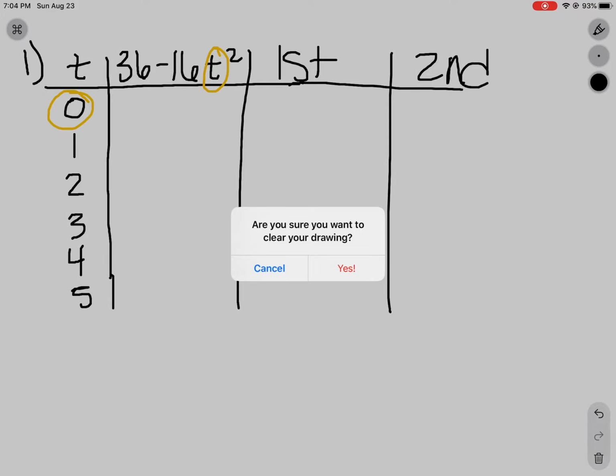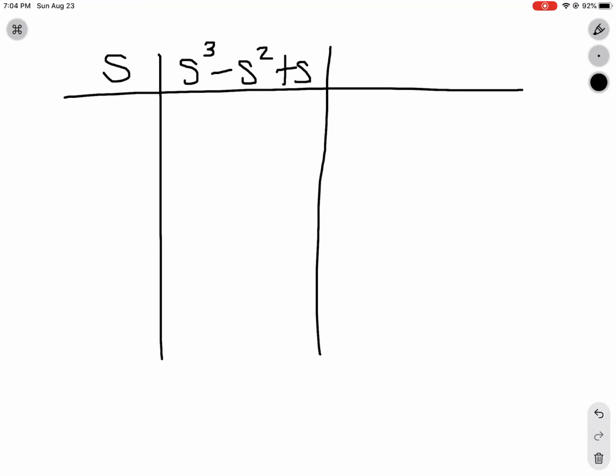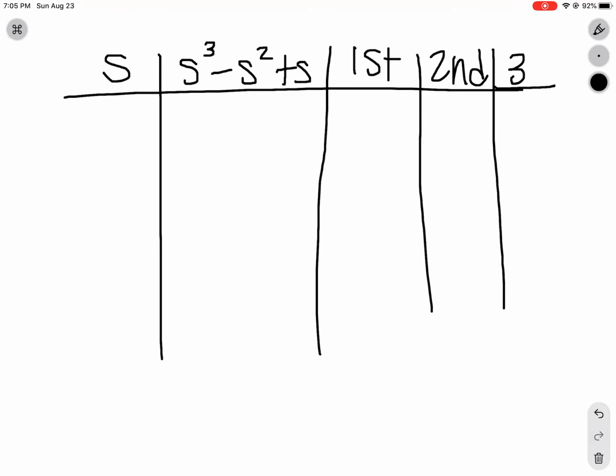So you'll need 2 more columns to do the first and the second differences. For number 2, it's really similar, except they use s. And they use s squared minus s cubed minus s squared plus s, and they're asking for third differences, so you'll have to go all the way out to first, second, third differences for that one. And they want integer values from -3 to 3, so you'll go -3, -2, -1, 0, 1, 2, and 3.